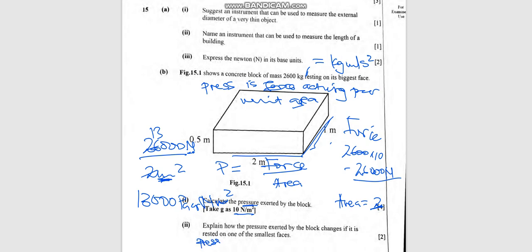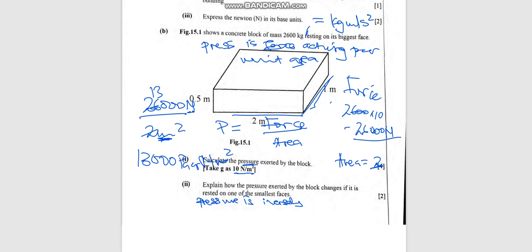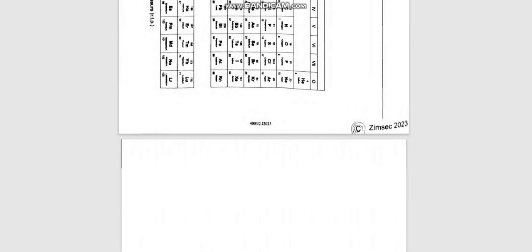Pressure is inversely proportional to the area. So what will happen is that the pressure increases mainly because pressure is inversely proportional to the area. So this is the end of the paper, guys, and this is the periodic table.